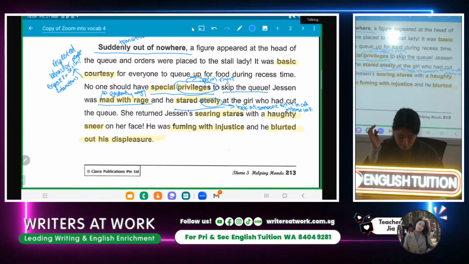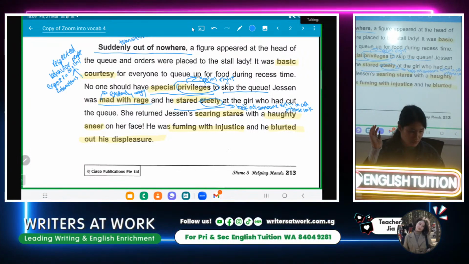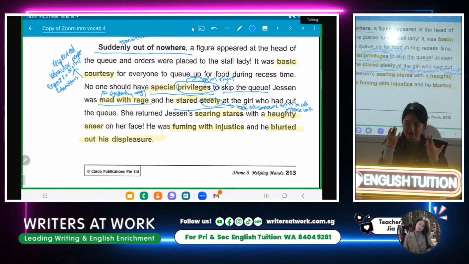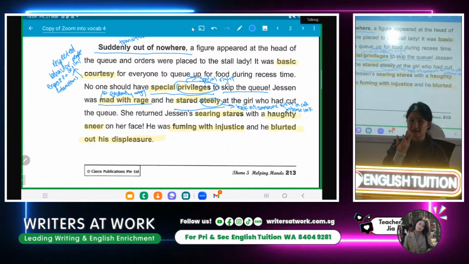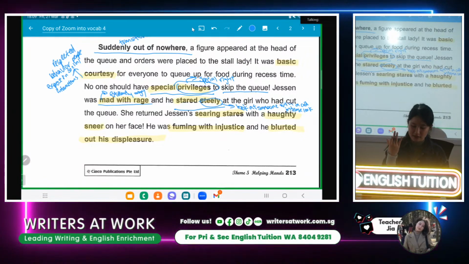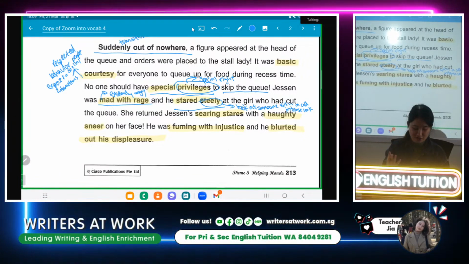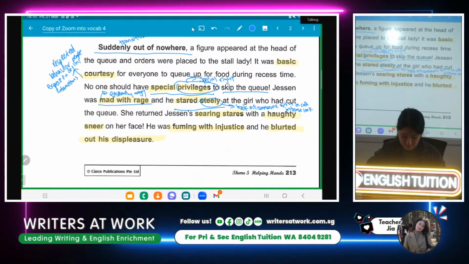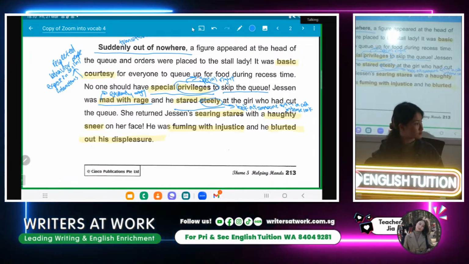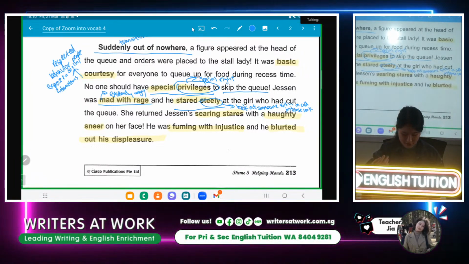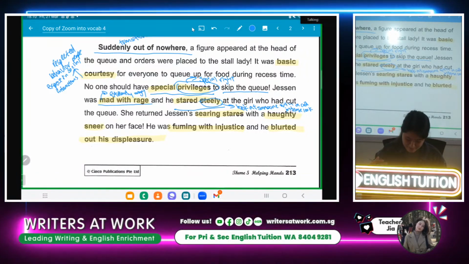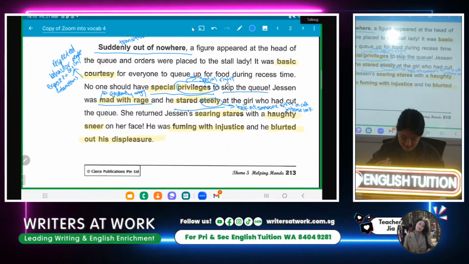Okay, so he's absolutely mad at her. So right there, you have that imagery, heavy imagery that he is staring at her. His eyes are not moving. He's just glaring at her. He's challenging her. Okay, who's gonna back down first? Okay, she returned. Okay, she returned Jensen's searing stare.